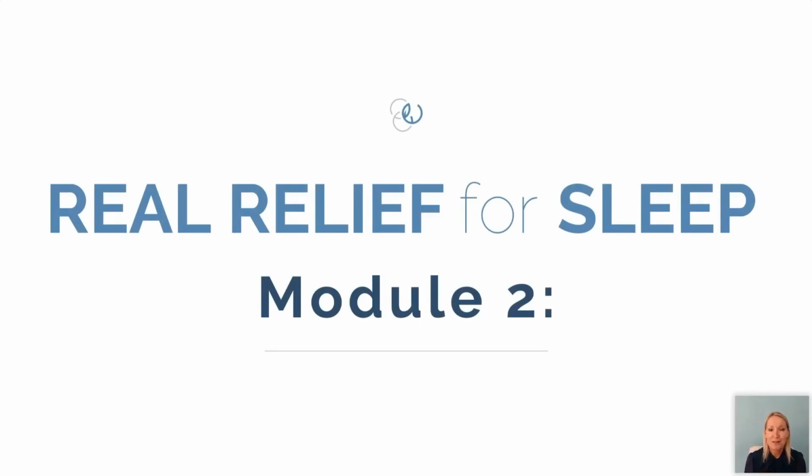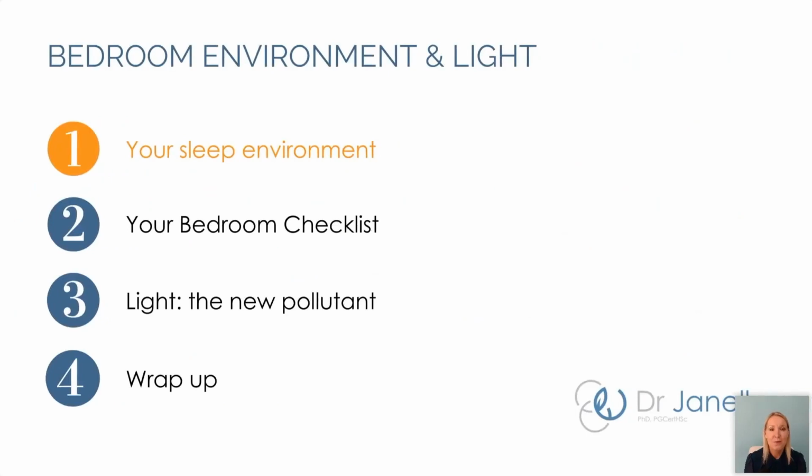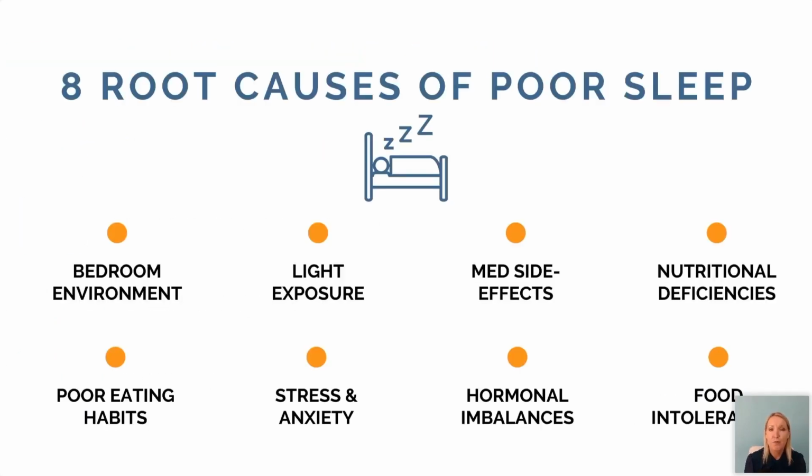Welcome to Real Relief for Sleep and module number 2, and we're going to be covering information about the bedroom environment and light exposure during this module. So let's get in and talk about section number 1, your sleep environment. Now remember, there's 8 root causes of poor sleep that we're covering in this course. And so the first 2 that we're going to be covering in this module is the bedroom environment and light exposure.